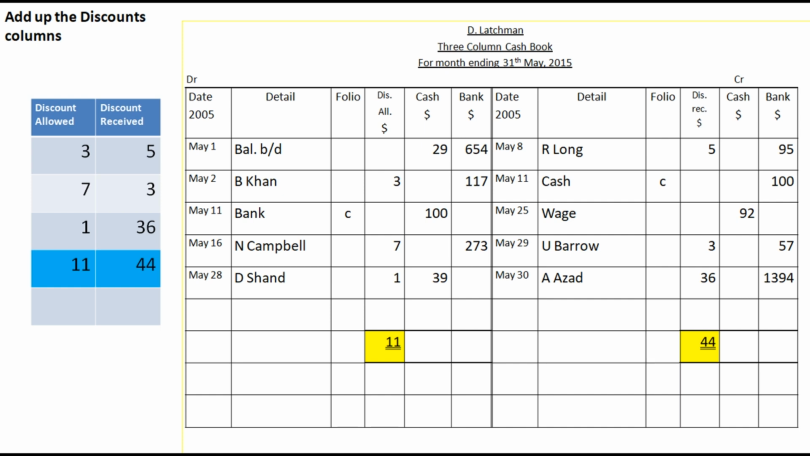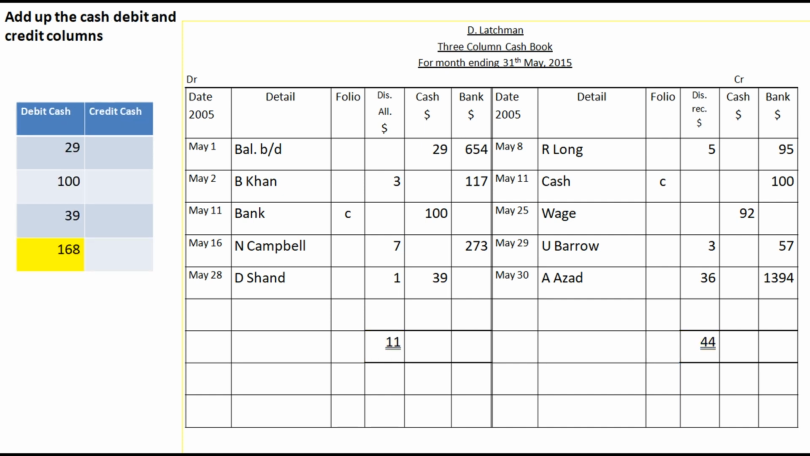Next, we're going to add up the debit and credit cash columns. We're going to add up the debit cash first. So debit cash, we have $29, $100, and $39. When we add it up, we have $168. Next, we're going to add up the credit cash column. In the credit cash column, there's just one figure there, which is $92. So we have $168 in the debit cash, and we have $92 in the credit cash.